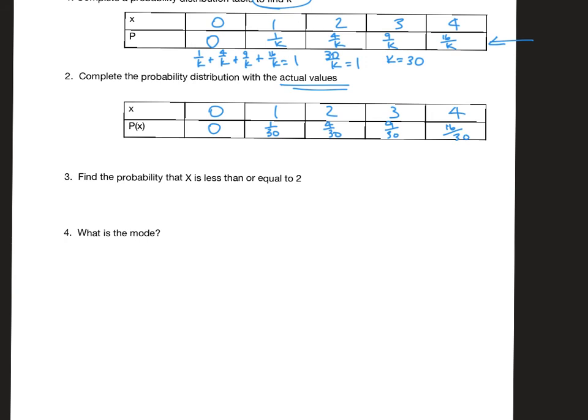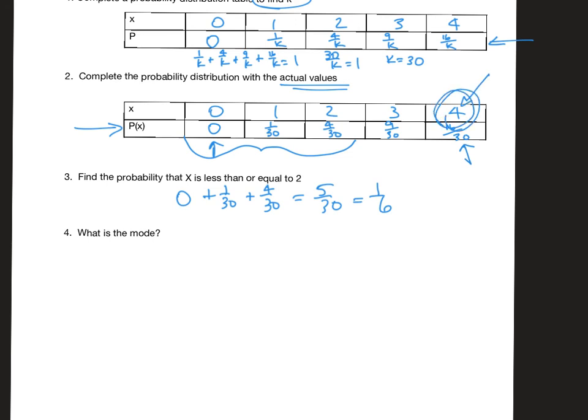All right, so now it says, find the probability that X is less than or equal to 2. That would be these 3 probabilities all added up. 0 plus 1/30 plus 4/30 is 5/30 or 1/6. And then the mode is the one that occurs the most often. Again, these are probabilities. So this one, it's never going to happen. This one has the highest probability. So the mode is that number right there.